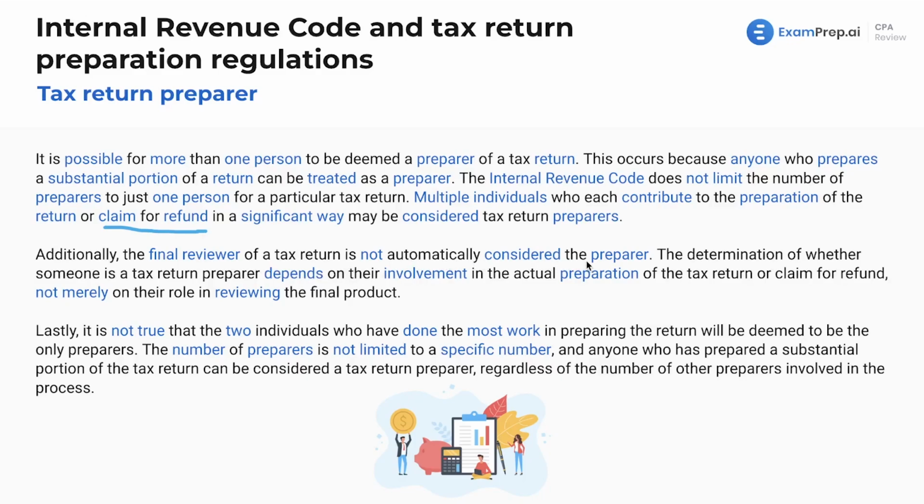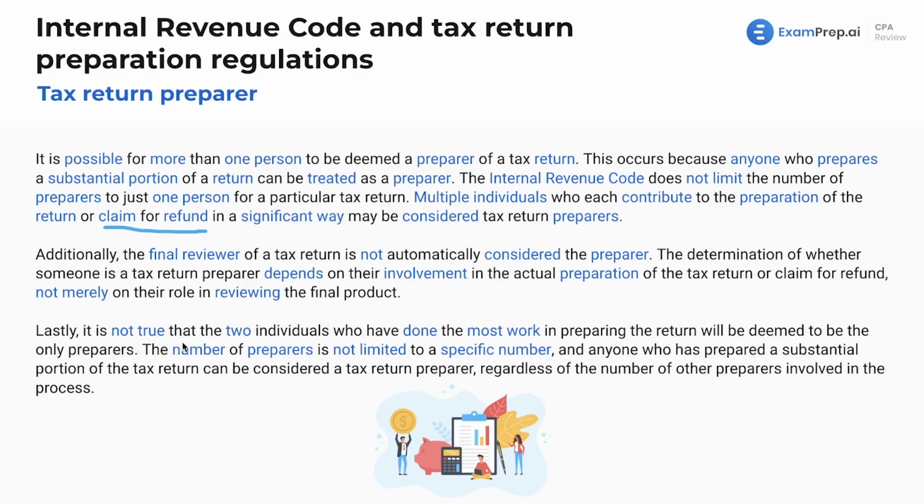These are all different angles on the same topic about who is a tax return preparer. All these different scenarios, you just want to make sure you know them, because guess what? Multiple choice questions will for sure give you all these different scenarios and try to trick you into thinking someone is or is not a preparer when you want to make sure you get that question right. The determination of whether someone is actually a preparer depends on their involvement in the actual preparation of the return or the claim for a refund, not merely on their role in reviewing the final product.